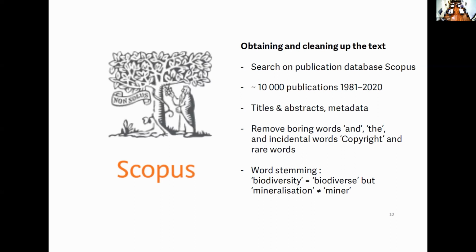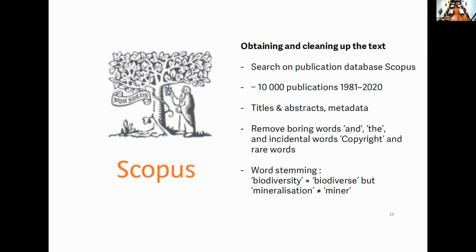And then I've gone through and removed all the boring words, which are the words that I didn't want to influence what subject a document was considered to be talking about. So for an example, a lot of the abstracts had copyright statements at the end of them, with the word copyright followed by the name of the publishing house. And I didn't want that to influence the algorithm's decisions about what that document was about.